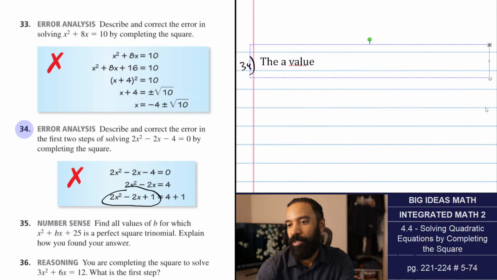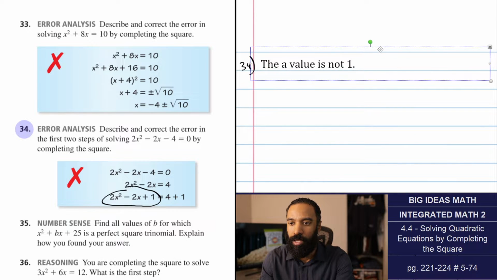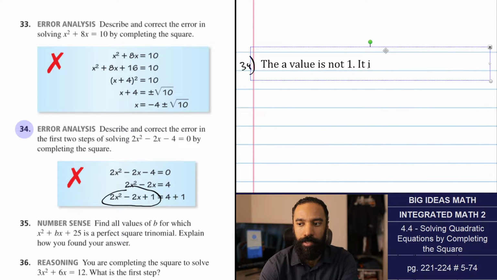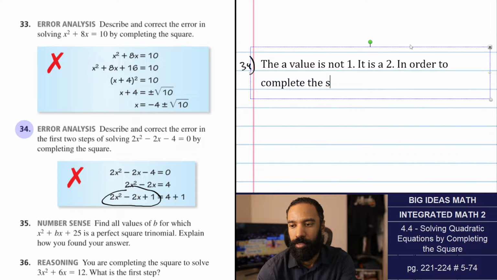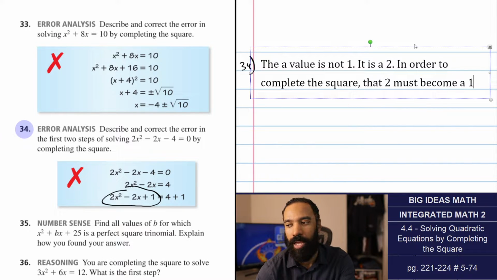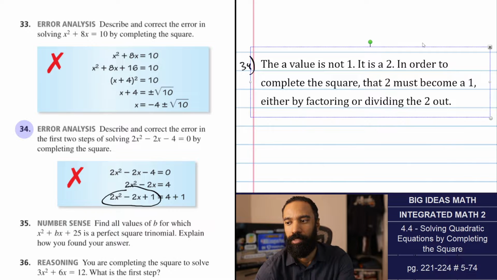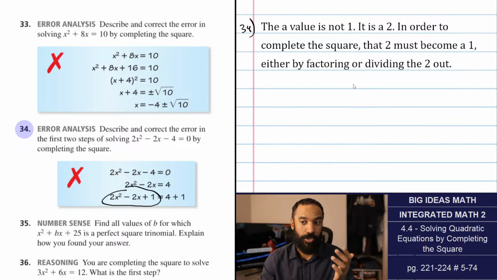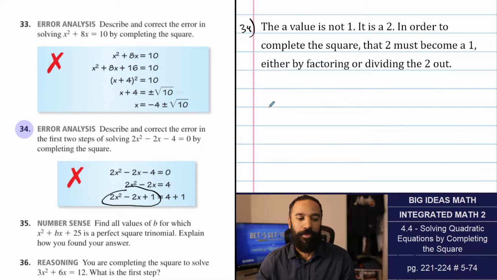The a value is not positive 1. It needs to be a positive 1. It is a 2. In order to complete the square, that 2 must become a 1, either by factoring or dividing the 2 out. That is an absolute must. You definitely can't use 2. It's not a perfect square. So let's correct that.